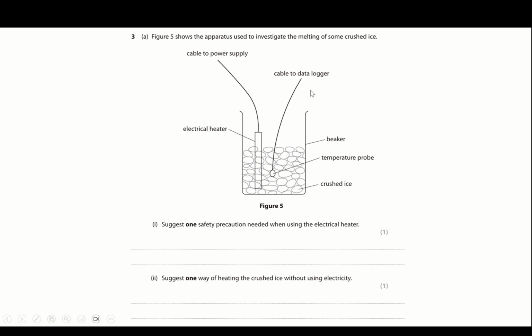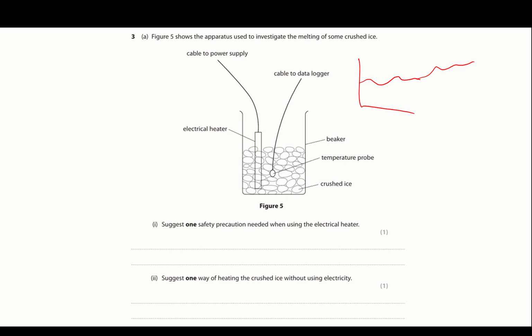Okay, question 3. We've got some apparatus used to investigate the melting of some crushed ice. So we can see all the ice in there. We've got a cable going to a data logger, and it's going to measure temperature over time. So that's really good. This would probably be able to just produce us a graph of temperature over time. We've got an electrical heater, so we're going to heat up the ice and it's going to melt.